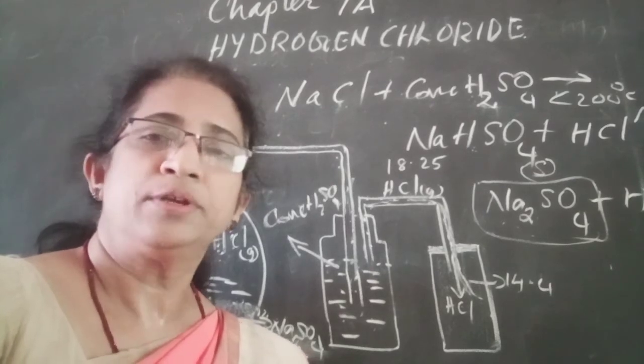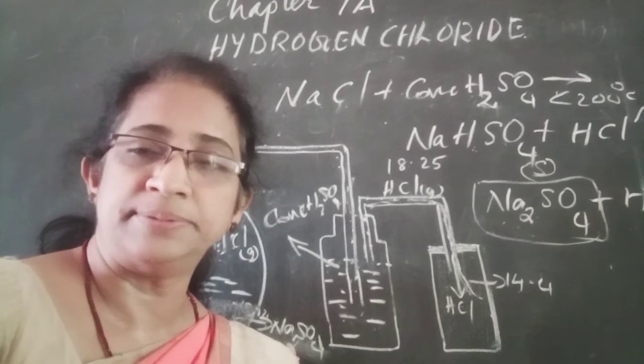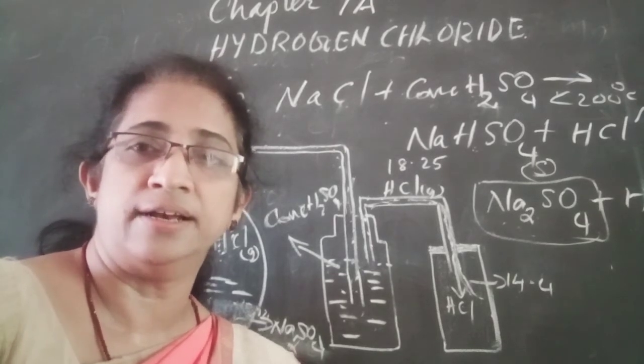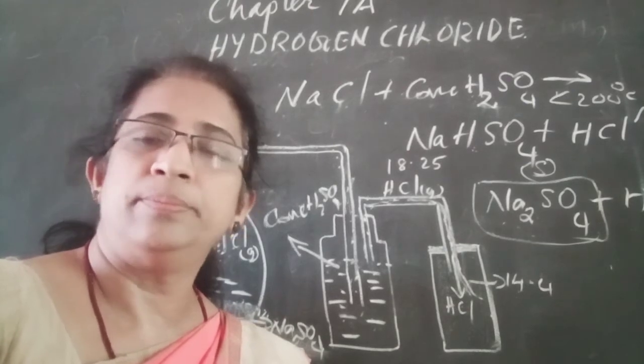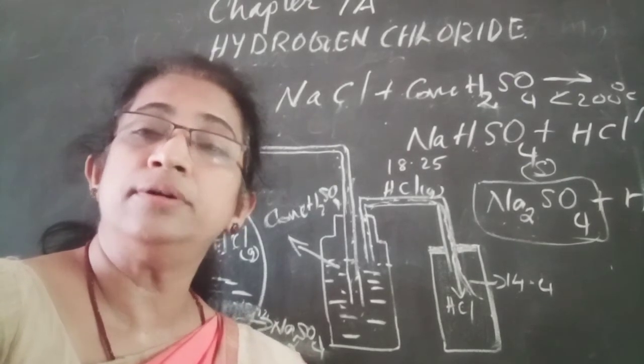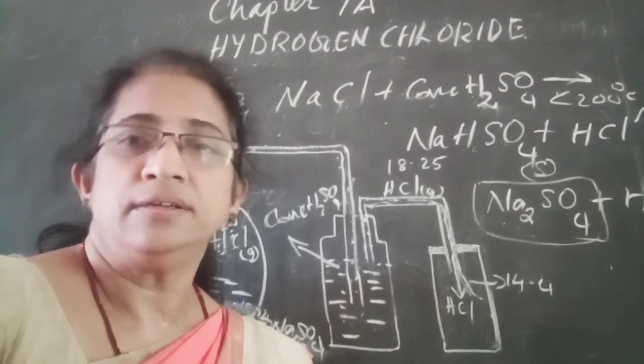For example, quicklime or calcium oxide is basic in nature. This substance reacts with the acidic gas HCl to form salt and water. Therefore, quicklime, P2O5, etc. cannot be used as drying agents in the preparation of hydrogen chloride gas.